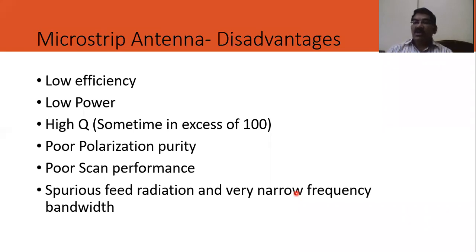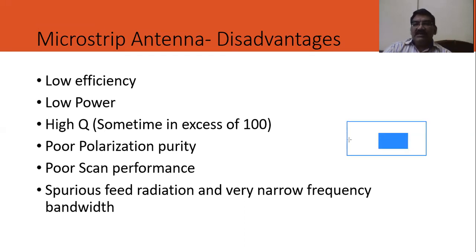Spurious radiation means, here, if you are having an antenna, suppose this is the antenna, and on the antenna you will have a structure. So this is a patch, this is a patch.